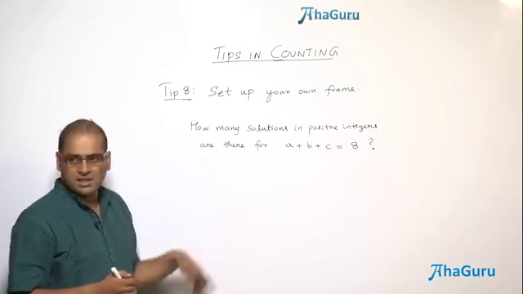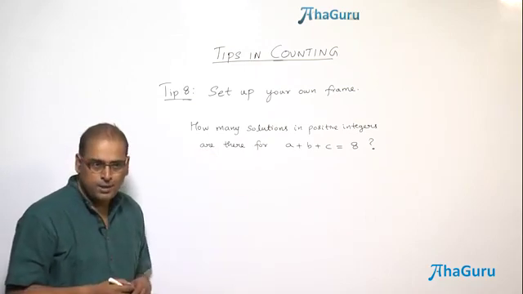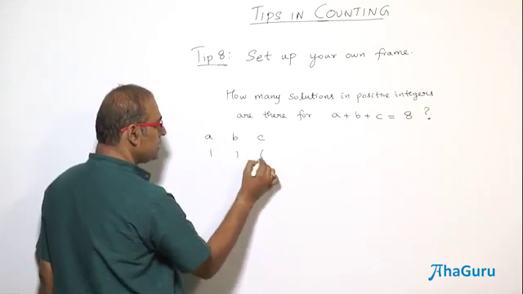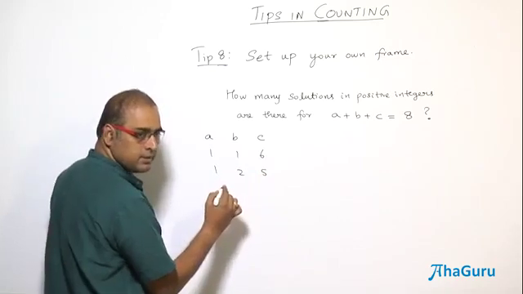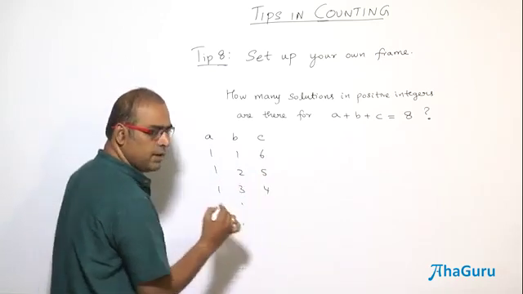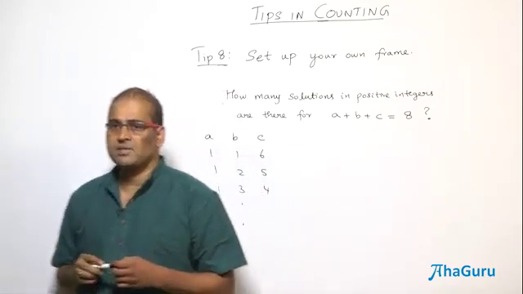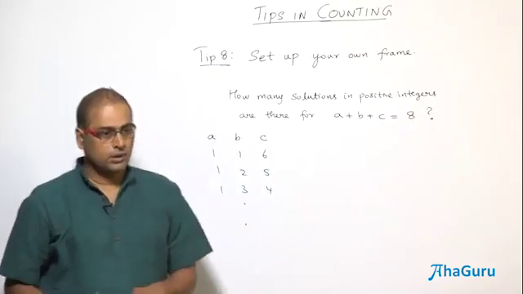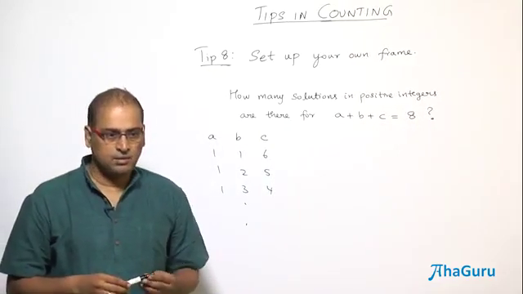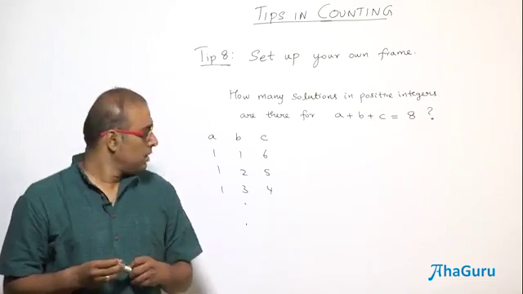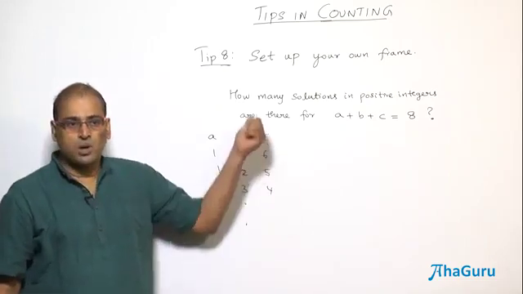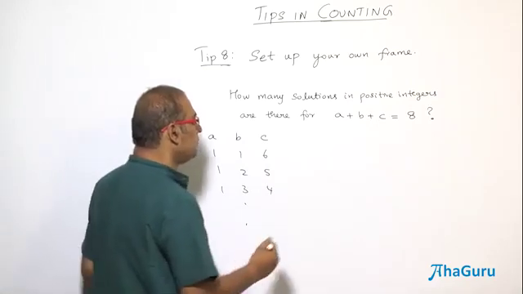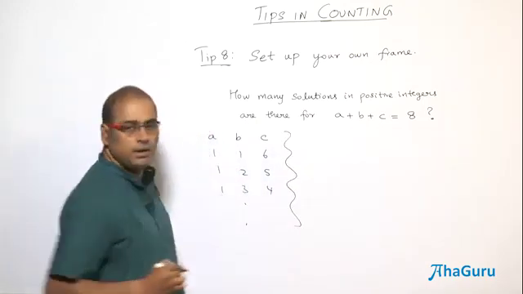So one way is we can start listing out, and you can have a table of A, B, C. List out 1, 1, 6, 1, 2, 5. Yeah, it will take a lot. As I told you, the first tip is 0 is not a positive integer. So we are not going to list what they are. So instead I am going to create a frame.